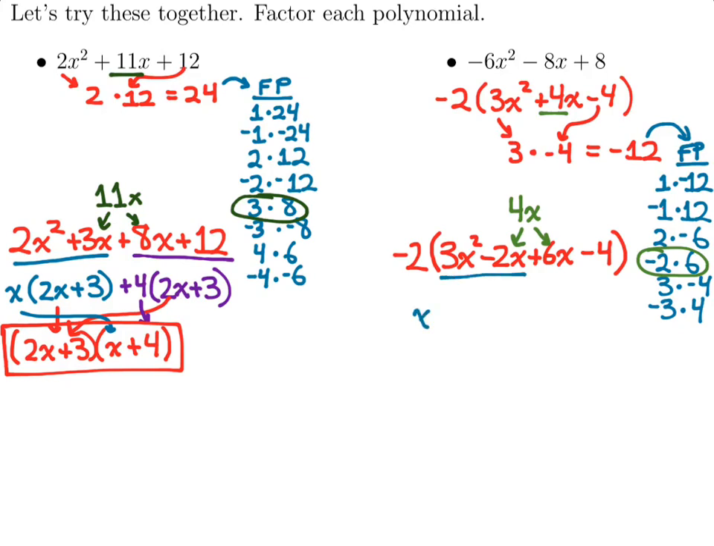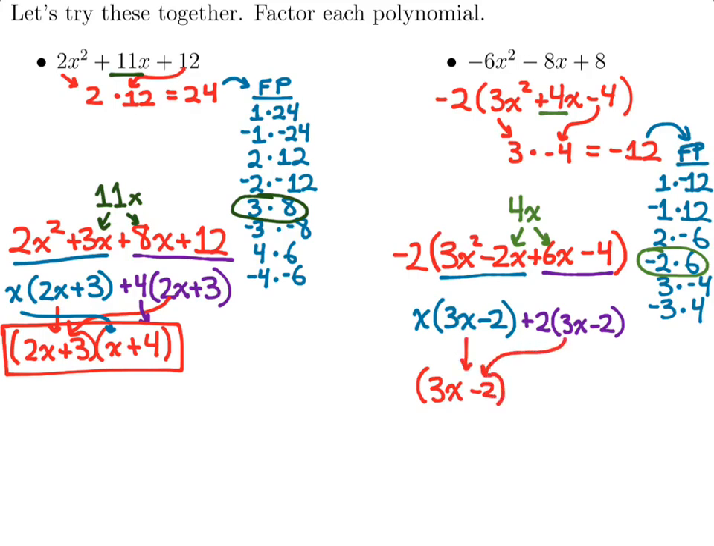Now looking at the pairs, the first pair has an x in common. By the way, the first pair will always have an x in there. The second pair does not have an x, but there's a 2 in common in both of those terms, leaving us with 3x minus 2. Again, those factors in parentheses match, and I got to tell you, if you've done your job right, they will always match. So 3x minus 2 is one factor. X plus 2, the stuff left over, is the other factor. And there we have it.